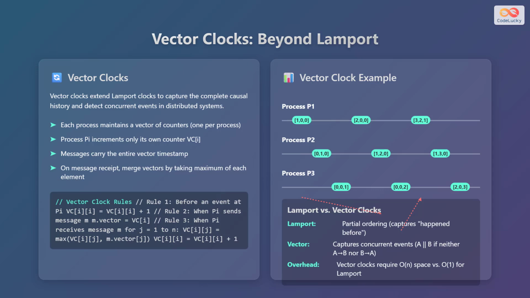In the example timeline, each event is labeled with its vector clock value. The vector clock captures the dependencies between events across different processes, allowing us to determine causality and concurrency. Also, the comparison between Lamport and vector clocks is given. The Lamport clock gives partial ordering and captures the happen before relation. The vector clock captures concurrent events. Vector clocks require order of n space as compared to order of 1 for Lamport clocks.